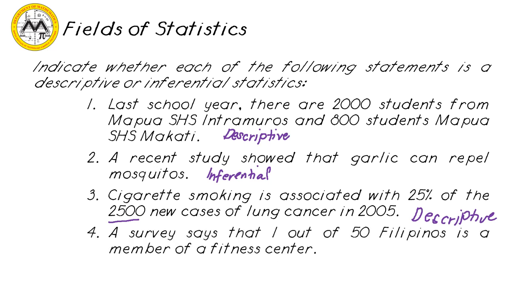And then a survey says that 1 out of 50 Filipinos is a member of a fitness center. 1 out of 50. But we know that the number of Filipinos is so much higher and a survey cannot do that. So you can get a representation of the Filipino people and then check how many are members of a fitness center. So I think it would be inferential.